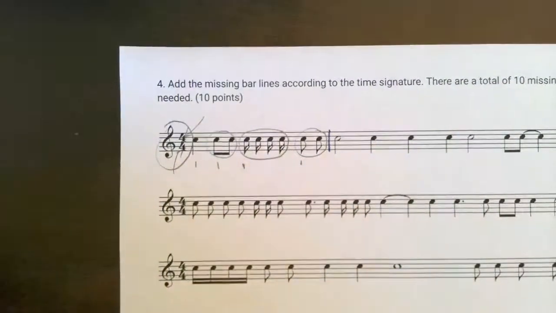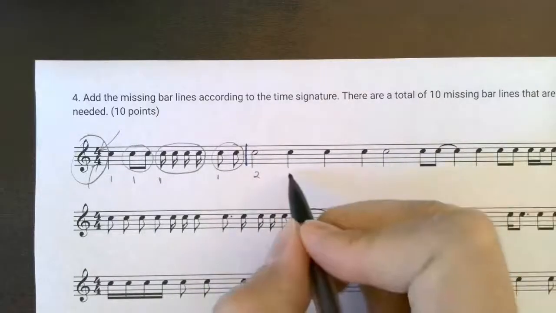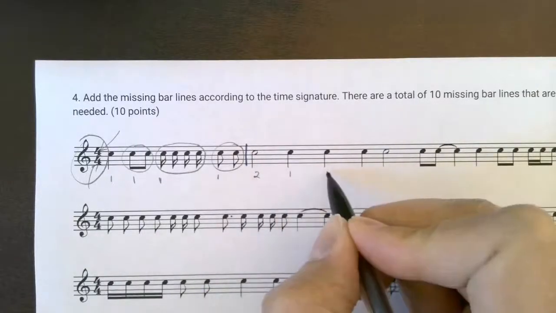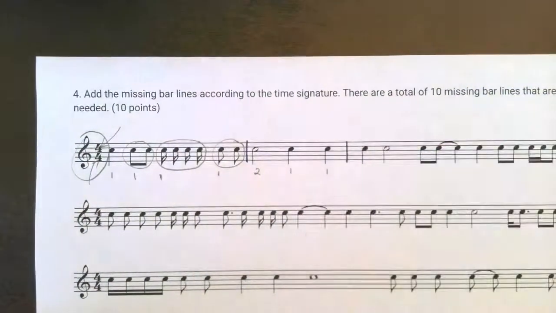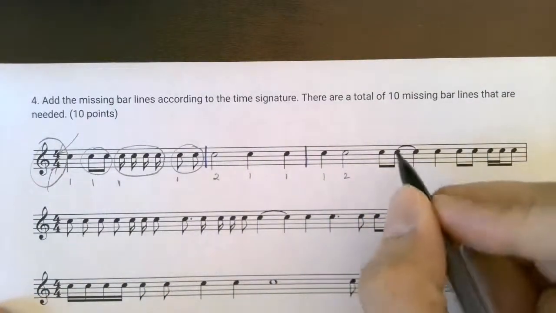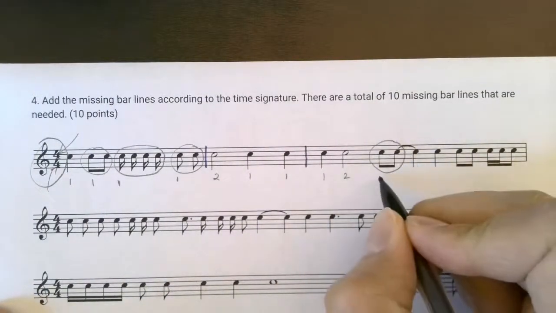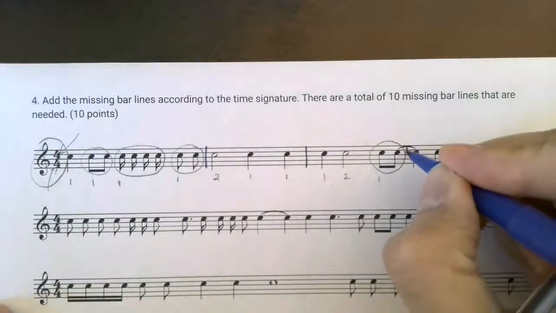Okay. Next, I have a half note, which is equal to 2 quarter notes, and then 1 quarter note, of course 1, and 1 quarter note, 1. So the next bar line would go here. Next, I have a quarter note. Of course, that's 1. Half note is 2. These two eighth notes together is 1 quarter note. So of course, then the next bar line would go here.